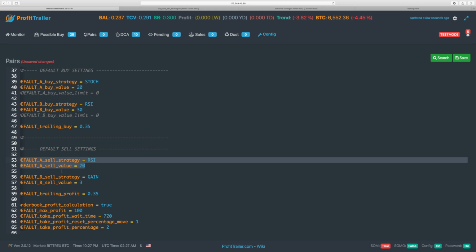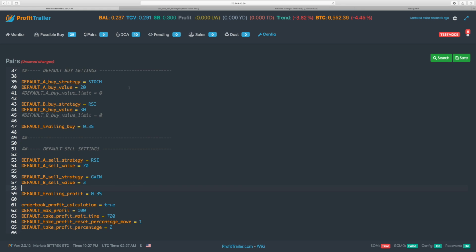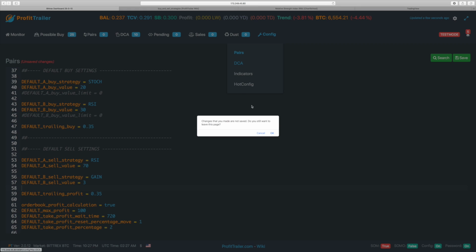Of course, once it hits the sell value, as long as both of these strategies are satisfied, it's hit at least my 3% gain level, plus it's also reached an RSI level of at least 70, then trailing will kick in in order to sell. So now that we understand how to do this in the pairs config, let's go ahead and take a look at the DCA config.